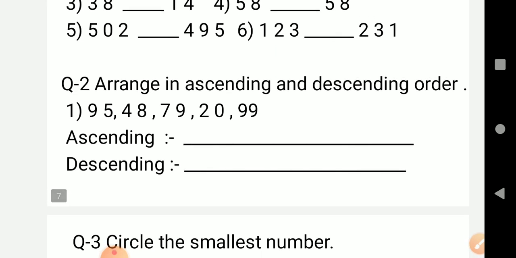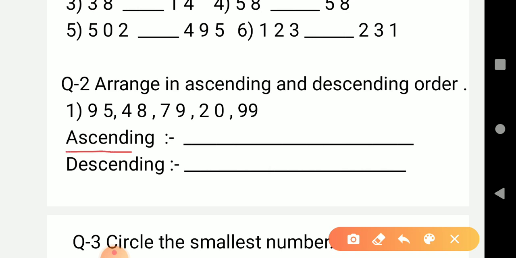Arrange in ascending order and descending order. 95, 48, 79, 20 and 99. We know what ascending order is. Ascending order means small to big. So we arrange the numbers from small to big.